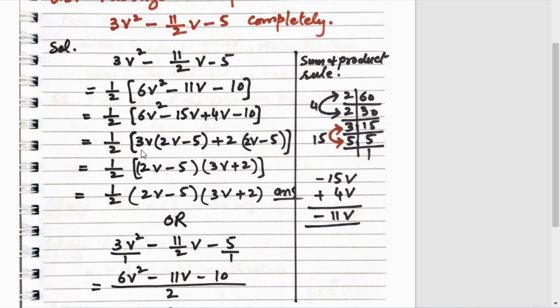Now you have two terms again. This plus sign is the partition between two terms. This is the first term and this is the second term. From these two terms, the biggest factor 2v minus 5 is common, and the remaining factor is 3v plus 2. These remaining terms will make another factor, 3v plus 2.